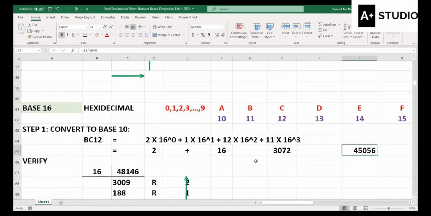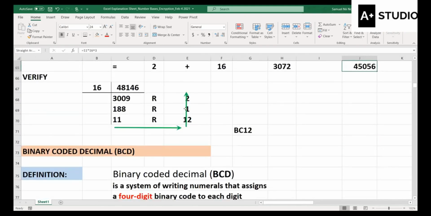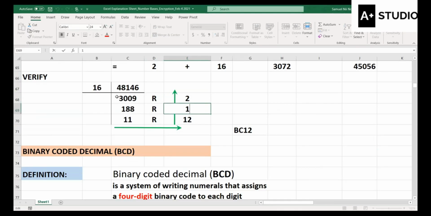48,146. And I know this is long because of time, but take your time and go through what I have done. We are now using long division to divide these numbers. So to verify that this is base 16, again, 16 will go into 48,146. Take your calculator. You realize that you get 3,009, remainder 2. Okay? Then 16 into 3,009, we get 188, remainder 1. And then 16 into 188 will give you 11, remainder 12.